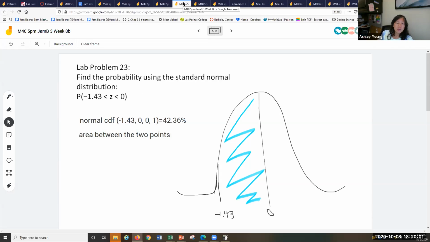Okay, you guys are fine, that's good. Group 3, problem 23, go ahead. So you know that the negative 1.43 is your lower point that you're going to be using because Z is greater than that. And then 0 would be your upper. So when you plug it into the normal CDF, use that as the lower and the upper. So it gives you 42.36%, and then you shade in between to find the area. Okay, great. So again, they shade in between these two. Good.